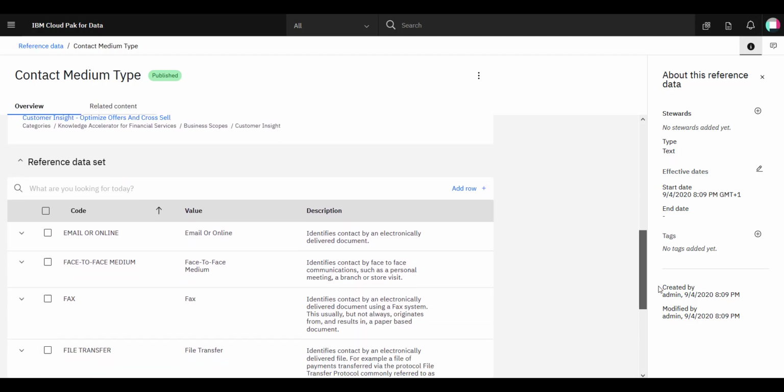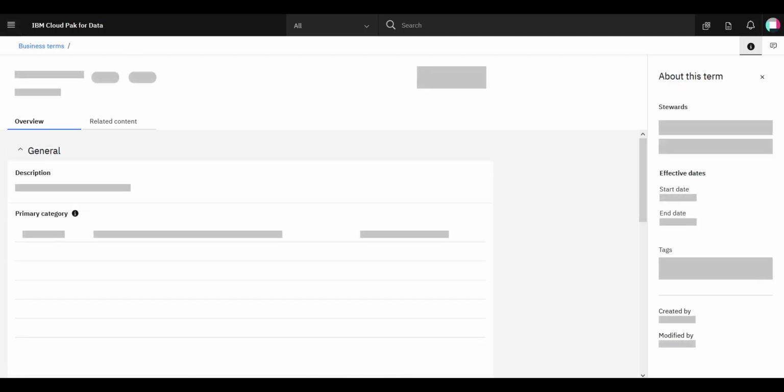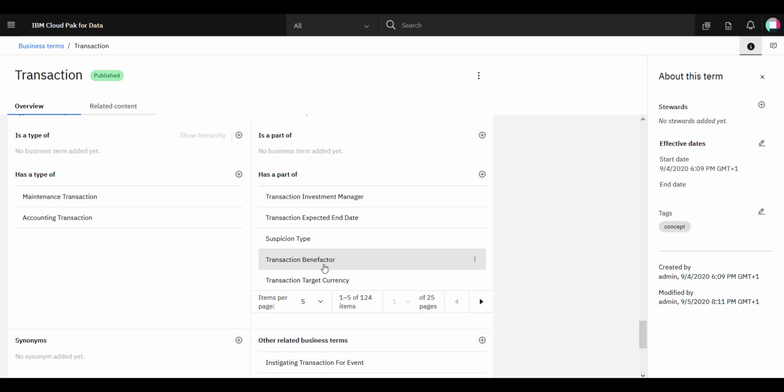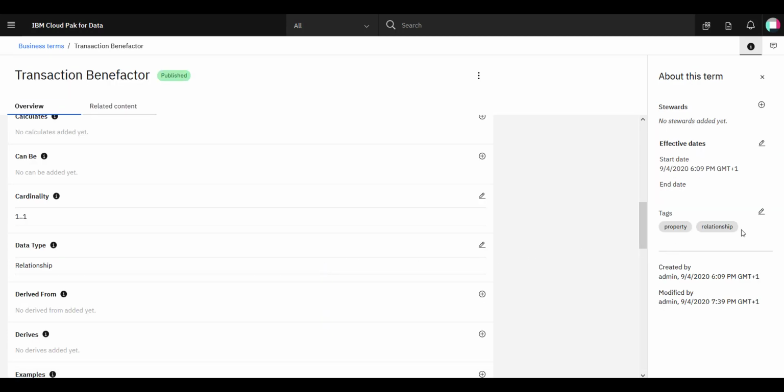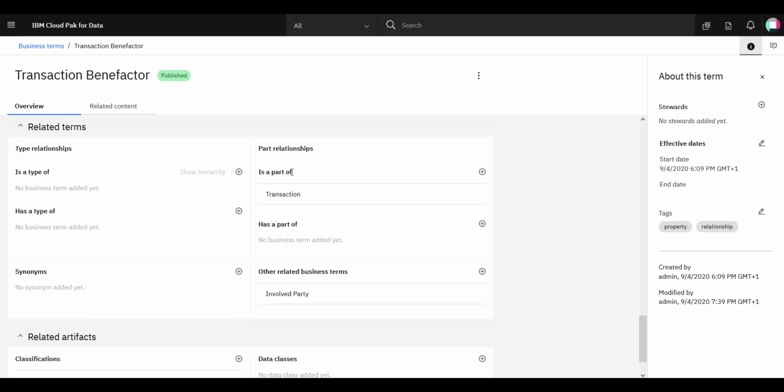These sets and values can be used as input to data classes to help with profiling data services and governing data. Property relationship terms relate 2 concepts together. These can be identified by their extra tag and classification of relationship. These types of property terms enable cross-business term relationships. In this case, transaction benefactor, which is of the transaction, notice that the term has a related business term of involved party, indicating that an involved party is the benefactor in this transaction.